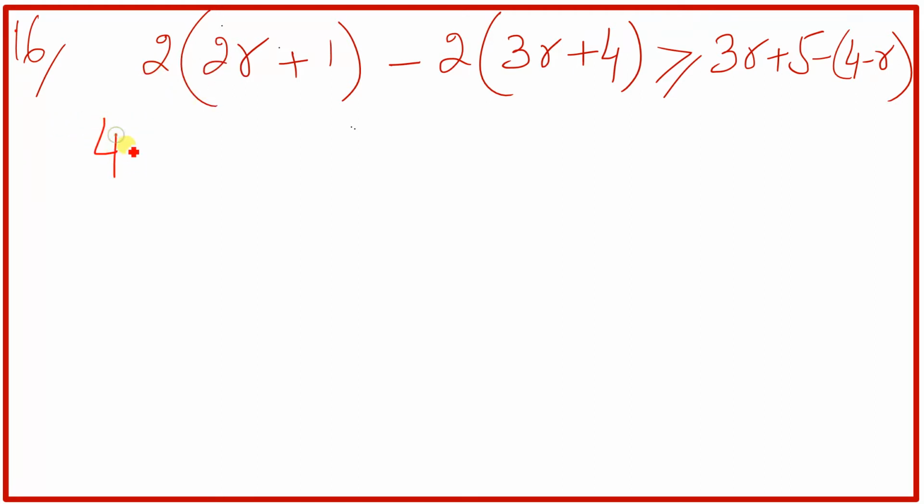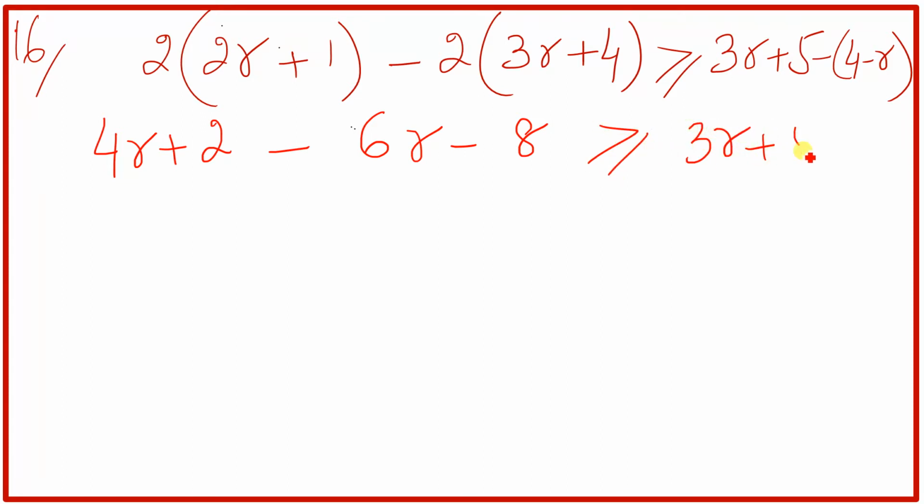First will be 4r plus 2, because you can write any variable: a, b, c, r, s, x, y, z, whatever you want. So 2 times 4r plus 2, it will be negative 6r negative 8, which is greater than or equal to 3r plus 5. So see, we have only a negative in front of the parenthesis, so all the signs inside the parenthesis will change. Now we will take the transpose.